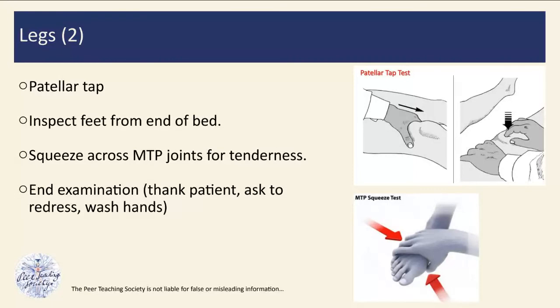Again, same things as the hand, looking for any obvious joint swellings or deformities. And you do the MTP squeeze, which is the equivalent of the MCP squeeze in the hands, as you can see in the photo, assessing the tenderness equally because of arthritic disease. And you want to end the examination by thanking the patient, asking them to redress, and washing your hands. So that's the GALS examination. It's very short.